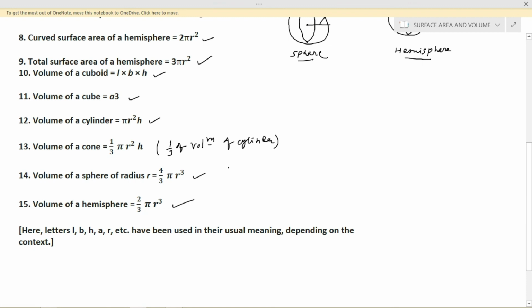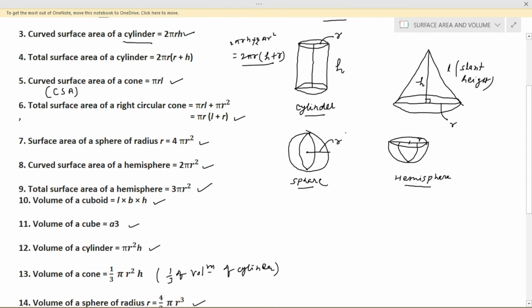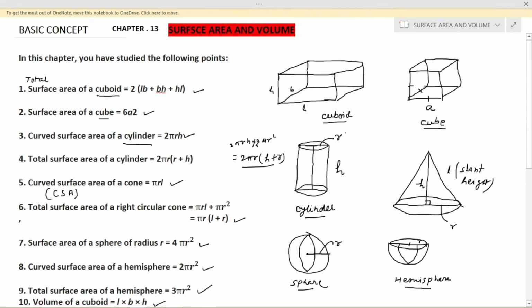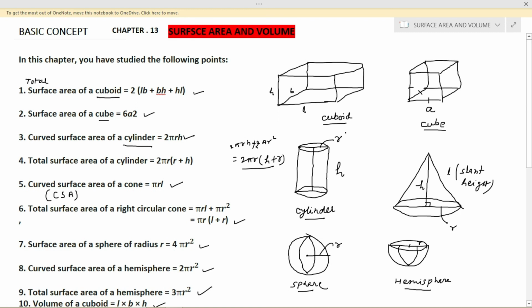Okay. So here it is not written at the bottom: the letters L, B, H, A, R, etc. all have their usual meanings, as we have stated in the figure, which symbol indicates what. Okay, I hope you understood. This is quite a complete revision of all the related formulae of the chapter Surface Area and Volume. Clear? Okay, thank you.